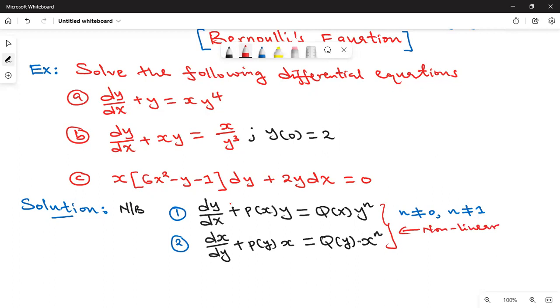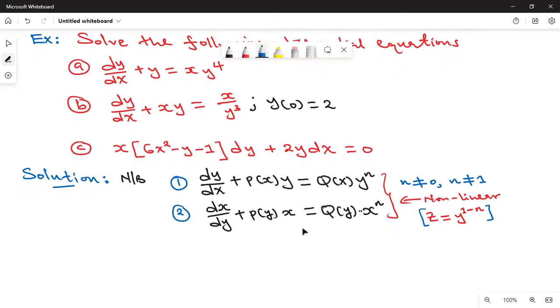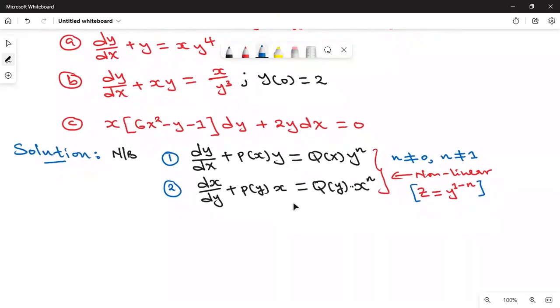For you to convert this equation to a linear ODE, you will use the substitution that z is equal to y raised to 1 minus n. If you want to convert it to a linear ODE, you start by saying let z be equal to y raised to 1 minus n. The proof of how to convert a Bernoulli's equation to a linear ODE is available in my PDF notes. You can go through it at your own time. Now let's go to the solution. Let's see how to solve part A.